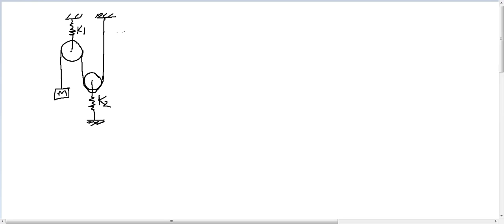In this video, let us see some more examples to find out the natural frequency. Here in this case, this mass is connected with these two springs as shown in the figure. Now we want to find out the natural frequency of this mass. We know that the natural frequency omega n is equal to square root of g by delta static.